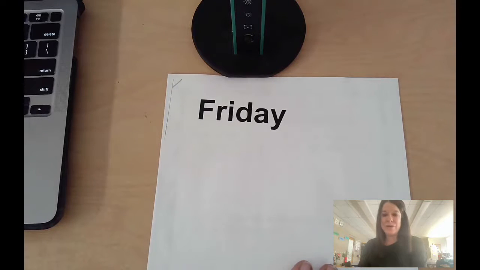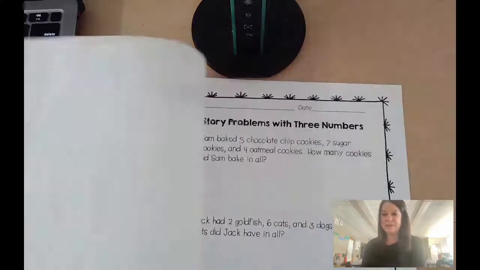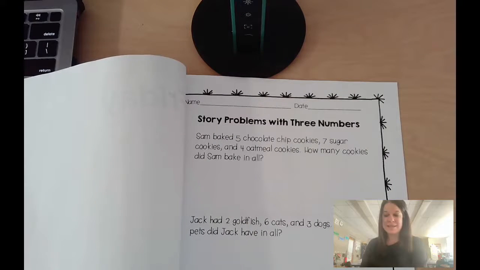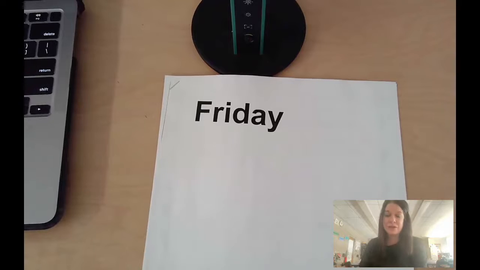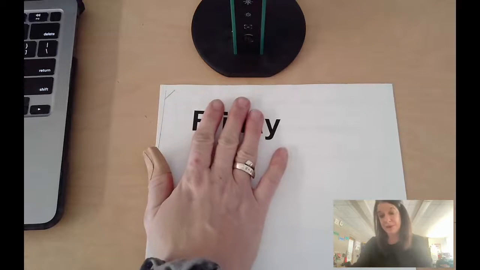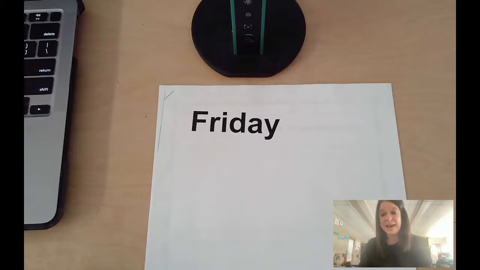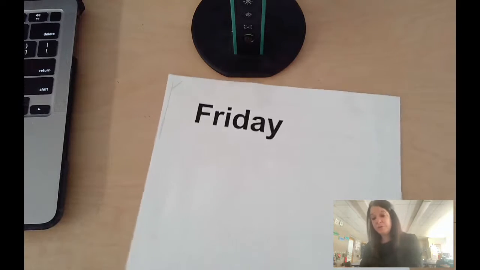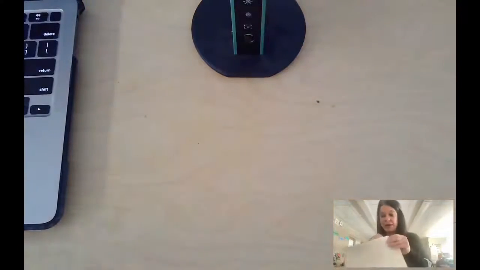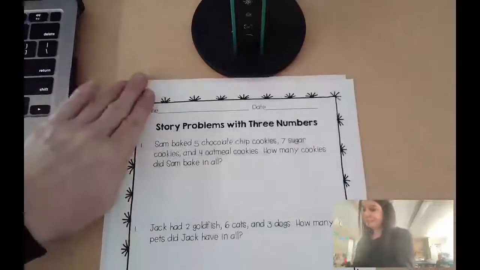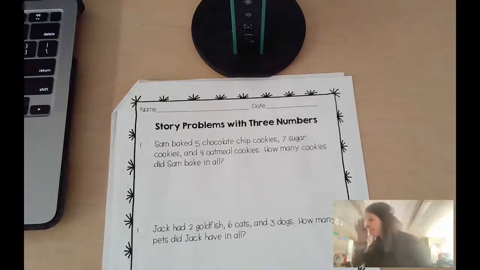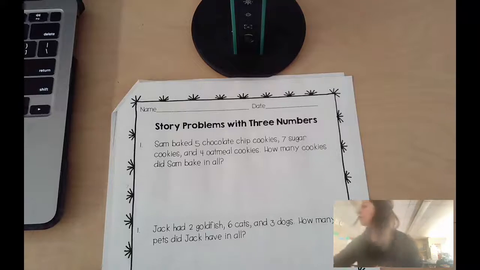Go ahead and take out your Friday packet that looks like this. And today's lesson is going to be very short because we are still doing the same learning target, the same topic, which is adding three numbers together, okay? So the only difference today, go ahead and open up your packet. And actually, let Miss grab a pencil. I will do one with you today.